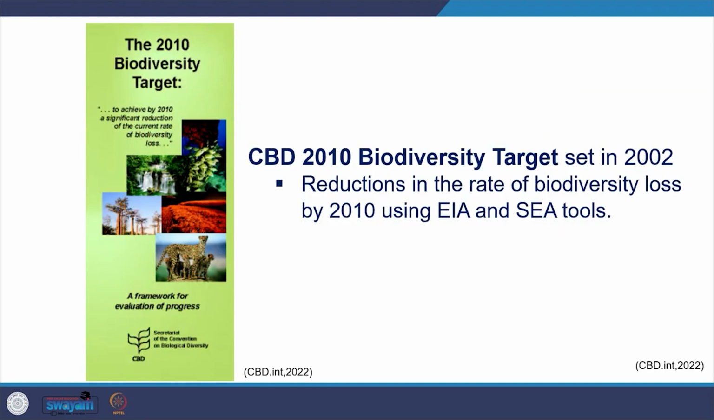Later, biodiversity targets were set in 2002. Targets were set for 2010. The purpose was to attain a considerable reduction in the current rate of biodiversity loss. That was the intention. And an important point for us was that they recommended or imposed tools such as EIA and also strategic environmental assessment for consideration and planning of development.